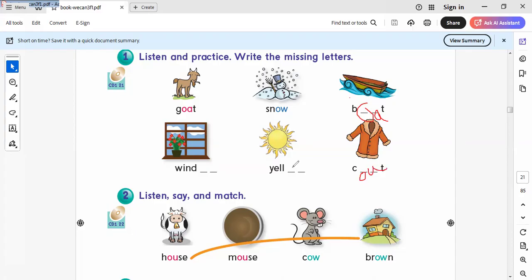Here is yellow. Here is window. Snow and yellow. So here we have window, yellow. Here is coat, boat, goat. Here we have snow, yellow, and window. Let's go to another item here. This is called phonics. Let's go to another item here.